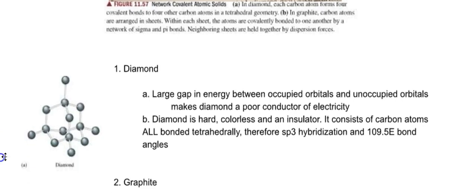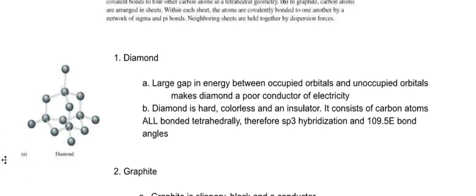So diamonds, there's a large gap in energy between these occupied and unoccupied orbitals, which makes diamonds a very poor conductor of electricity. It means it's an insulator. It consists of these carbon atoms all bonded tetrahedrally, like I already said. It's sp3 hybridized with 109.5 degree bond angles, all right? Making it very, very special. These are all carbon atoms.